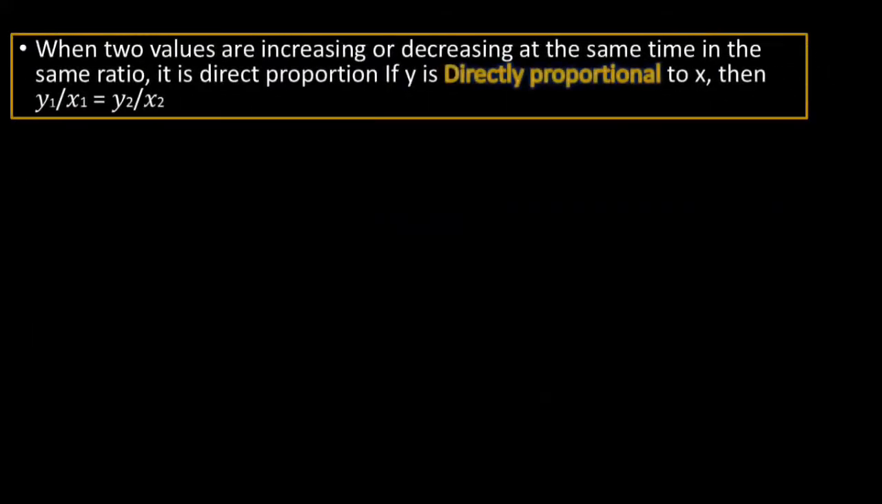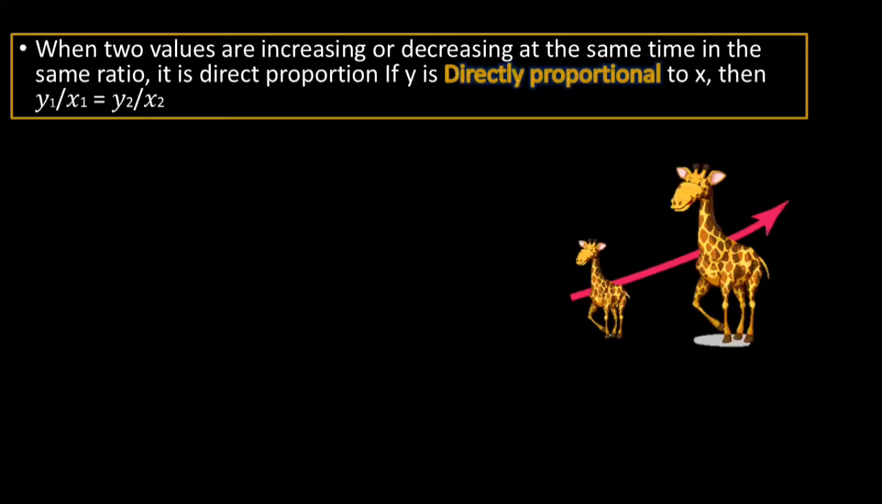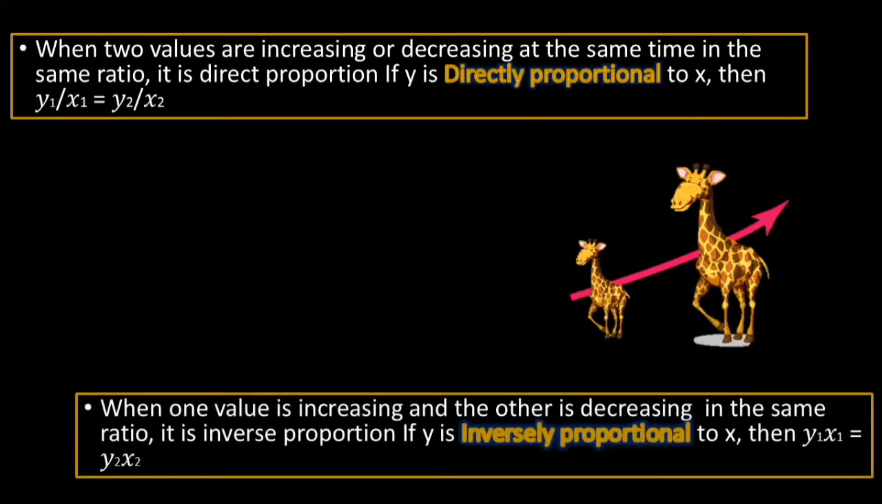When two values are increasing or decreasing at the same time in the same ratio, it is said to be direct. If y is directly proportional to x, then y1 by x1 is equal to y2 by x2. On the other hand, if one value is increasing and the other is decreasing in the same ratio at the same time, it is inverse proportion. So if y is inversely proportional to x, then y1 x1 is equal to y2 x2.